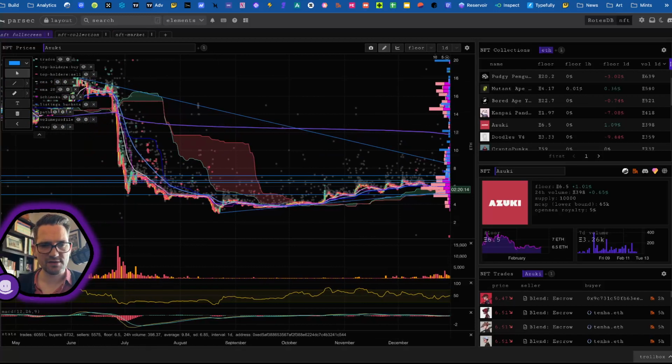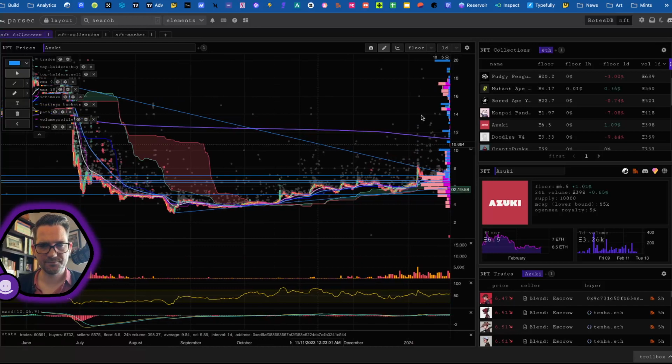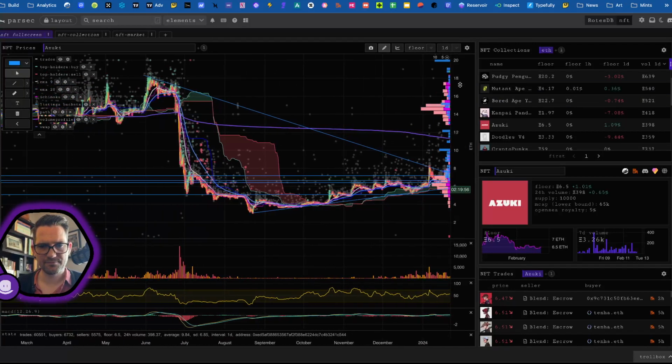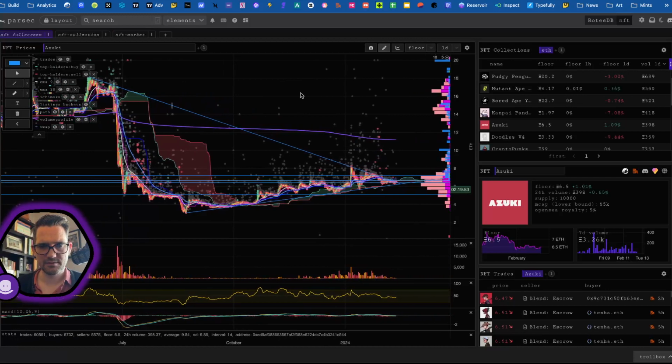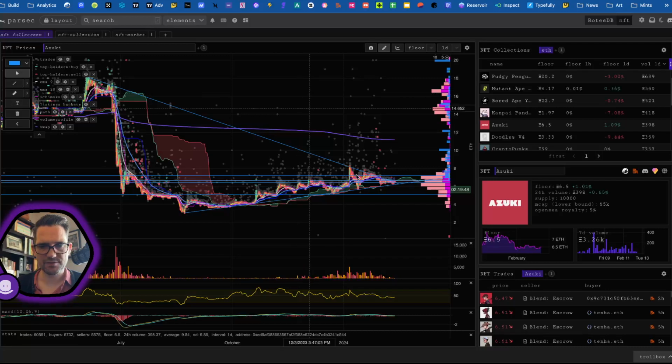So the support starts all the way back to June on the upper bound, and then on the lower bound, it is August. But there's, like I said, more support and resistance just above it as well.